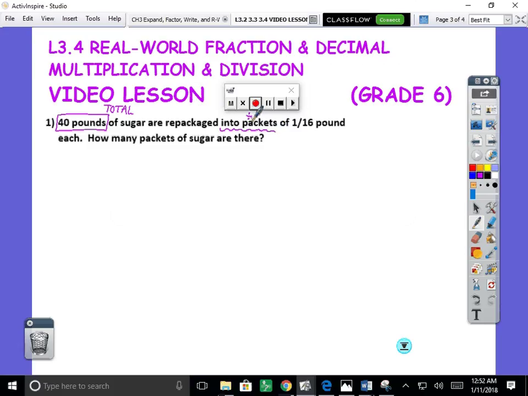This is a big clue to me. I know I'm dividing. And you know what? 1/16 of a pound sounds like the size group, right? They're telling me what size part I'm going to split this into. So I'm splitting it into 1/16. Well, I really am ready to start. I know that I have the total, so I start with the total, and I'm splitting it up. I'm dividing it. I'm repackaging the sugar, and I'm putting them each into 1/16 size packets.